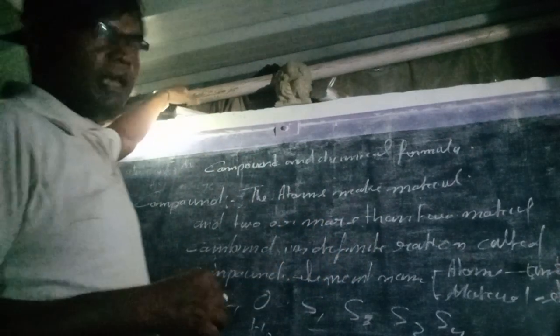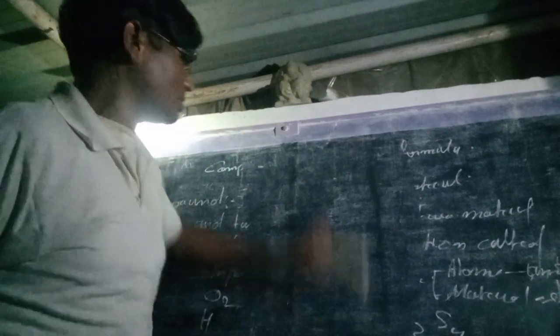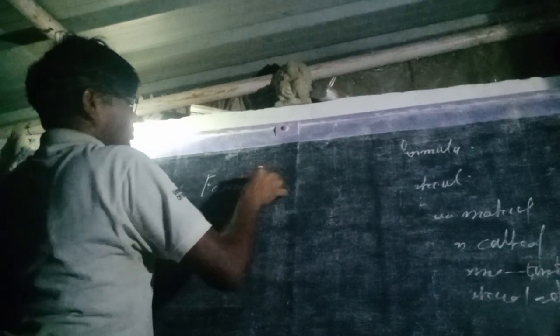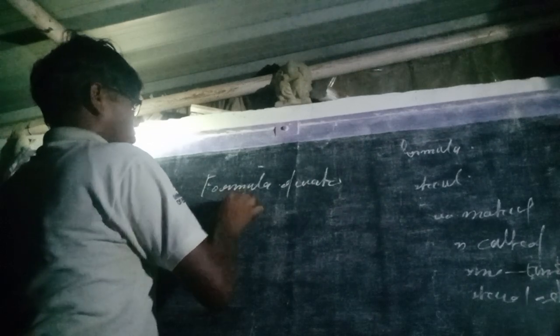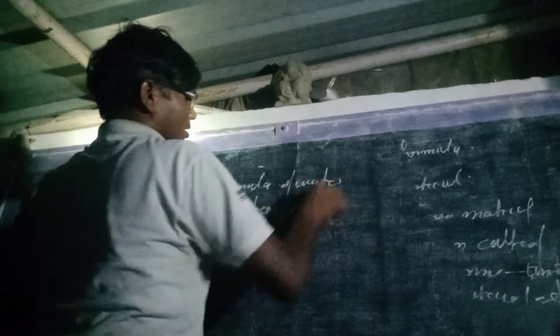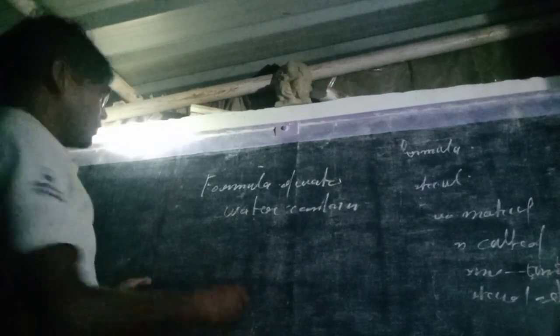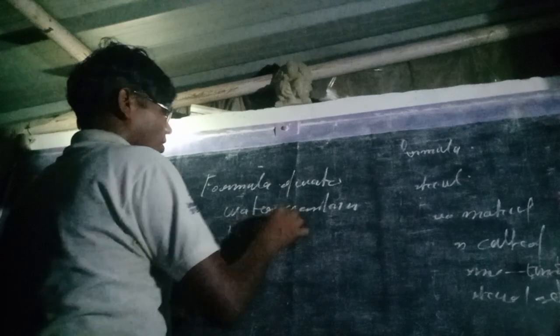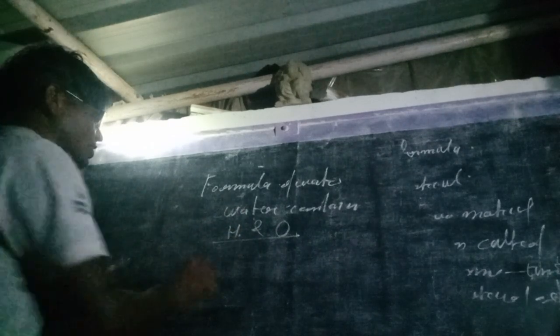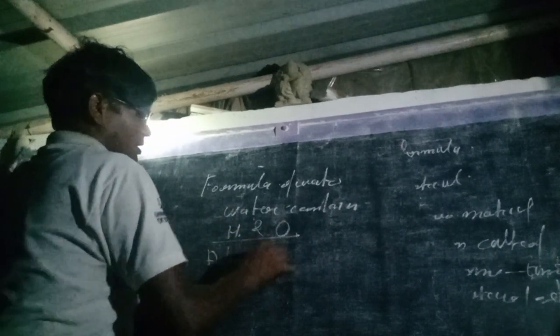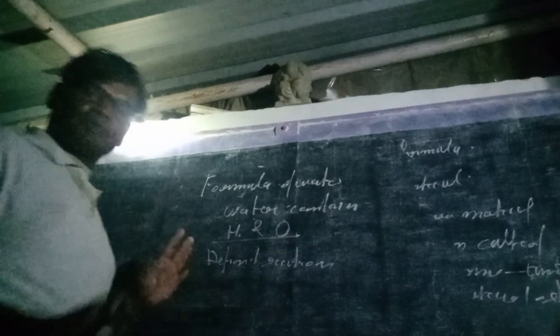So we will also try to understand how we will make the formula. I'm going to give you an example of one equation. Suppose I have to write the formula of water. Water contains hydrogen and oxygen. It's in a definite ratio, which we don't know.